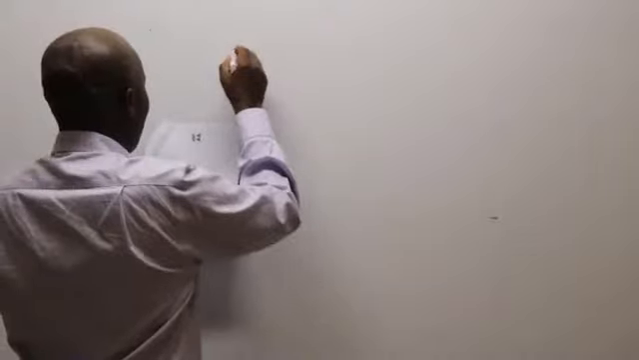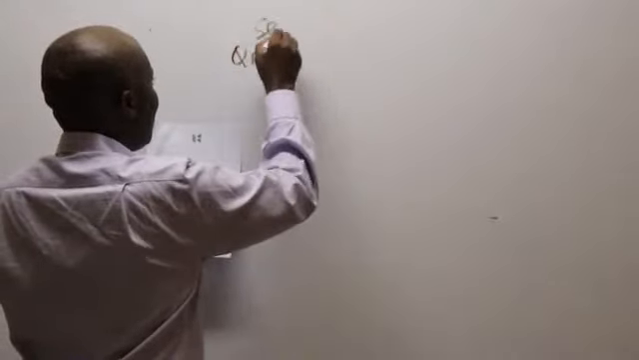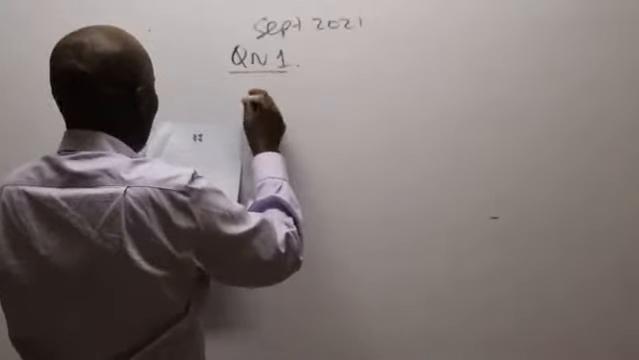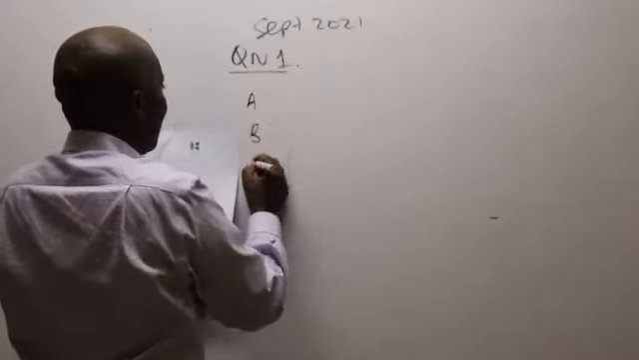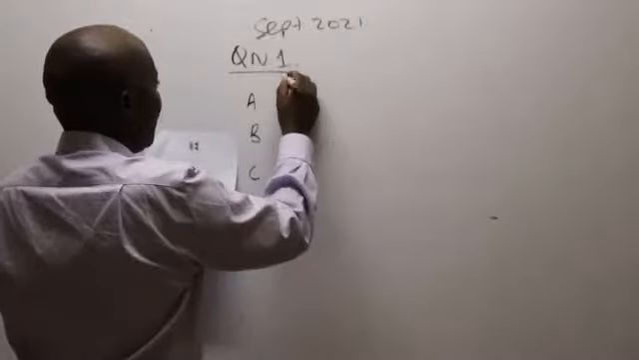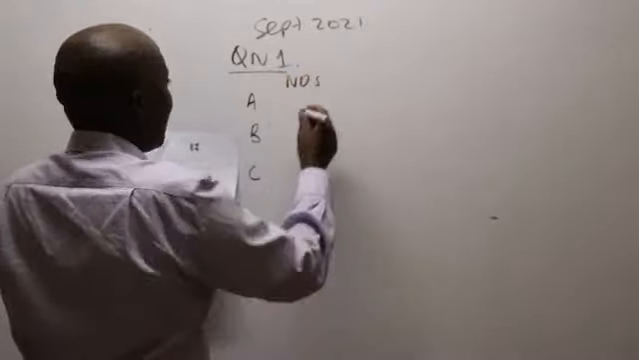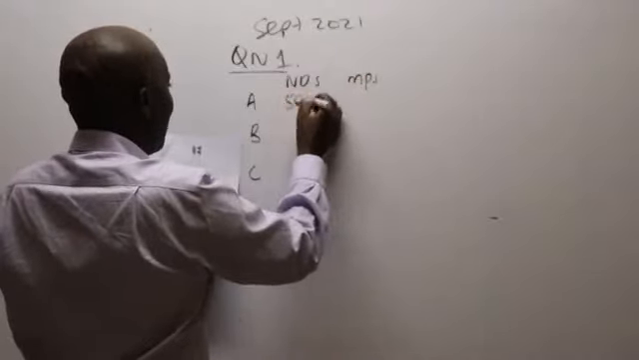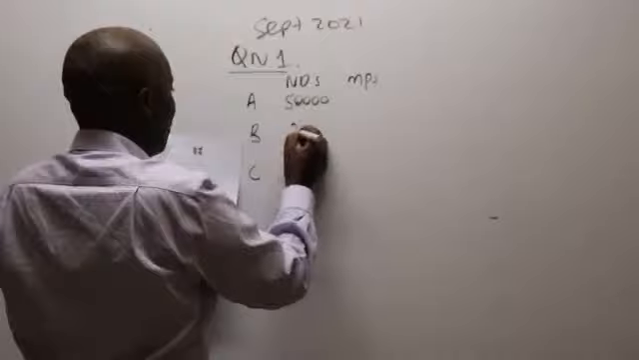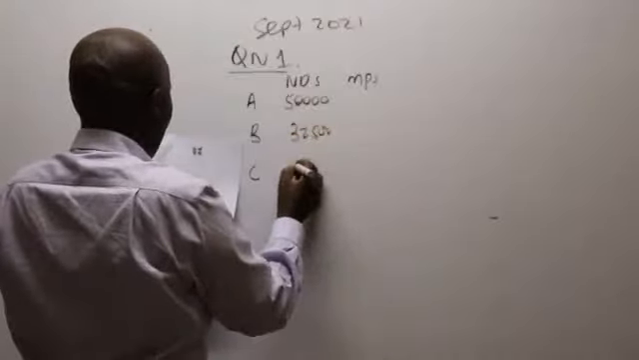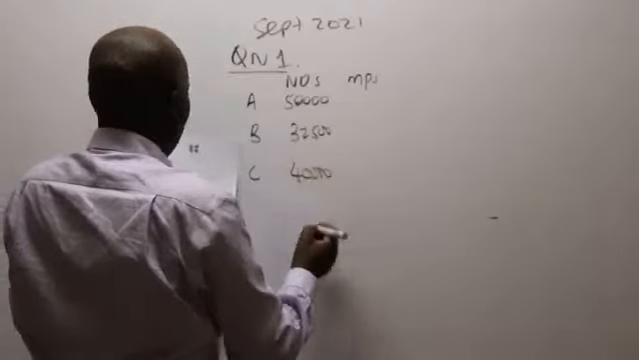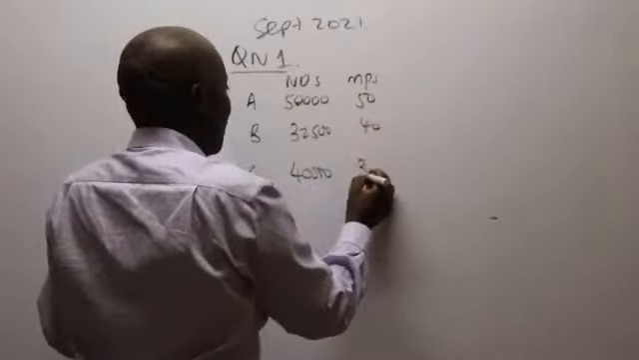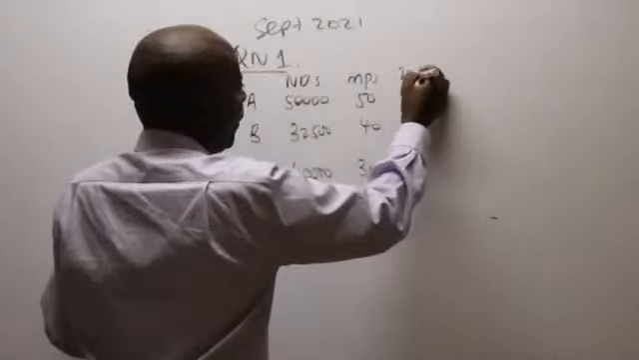So we have here question number 1, September 2021. First of all, we have here 3 companies, A, B, C. We have the number of shares, and then we have the market price per share. Here we have 50,000, here 32,500, here 40,000. And then market price per share, here 50, 40, 30. Could you kindly give us the total value here?